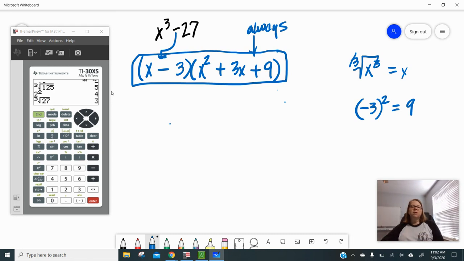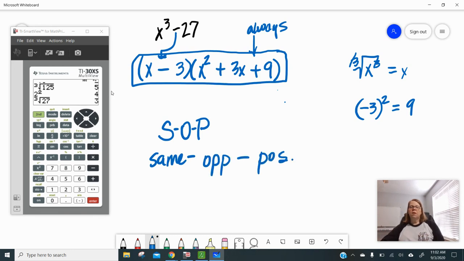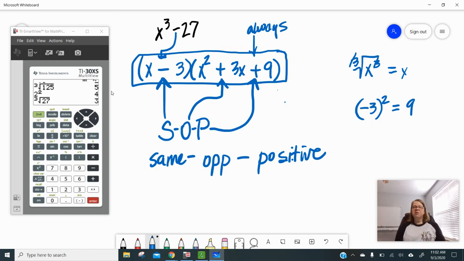Okay, so sometimes we think of this as standard operating procedure, but in this case, it means same, opposite, positive. Let's do that. All right, so same means the same sign here. Same sign goes right here. The opposite of whatever was in the problem goes here. And the last one is a positive. So your standard operating procedure is same, opposite, positive. Let that help you.